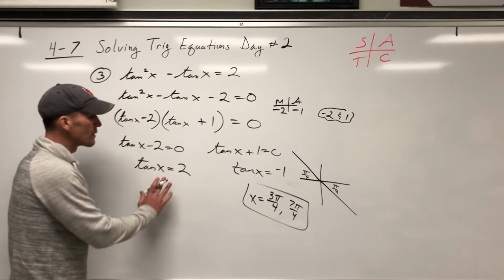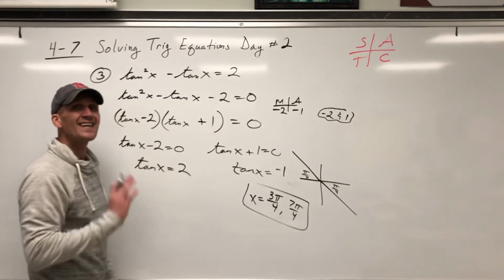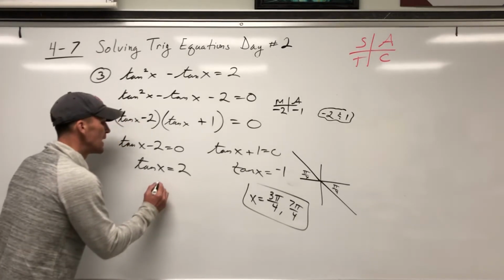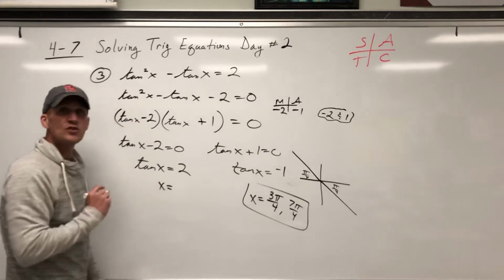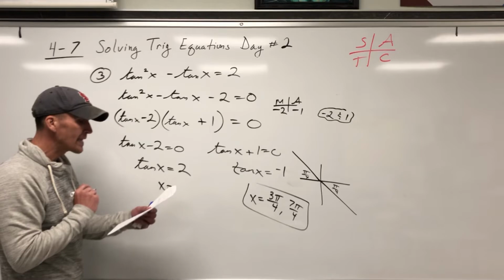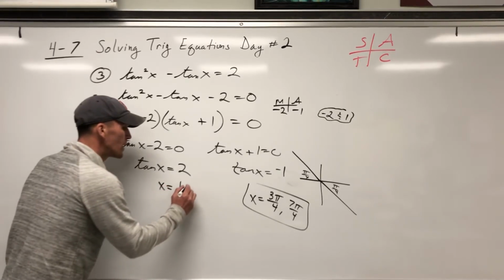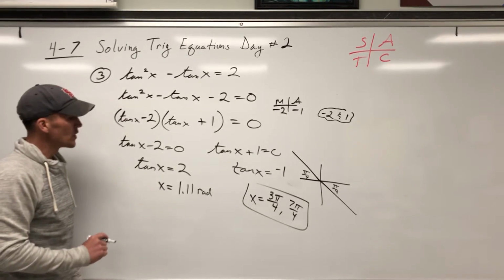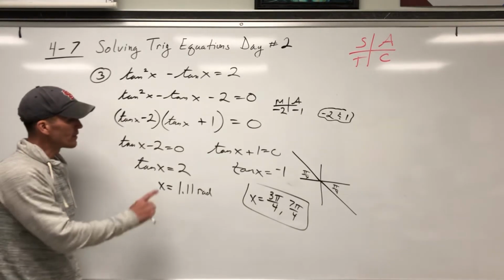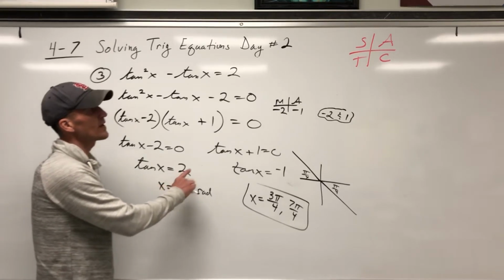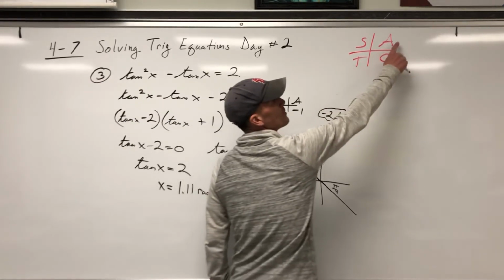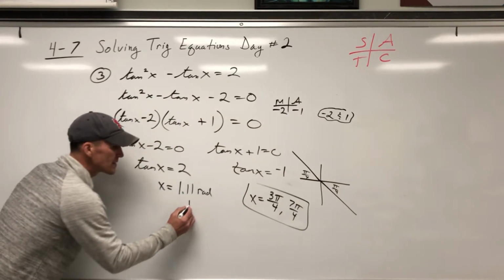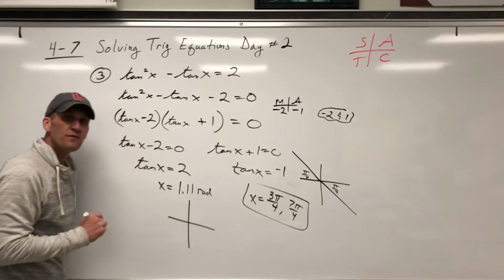So what I will do now, to finish this problem, is make sure my calculator is in radian mode because we want radian answers. And when I do the inverse tangent of both sides in radian mode, I get 1.11 radians. But I do have to think about quadrants. Tangent would give you a positive answer in the first and third. So this actually ends up being my first quadrant angle.